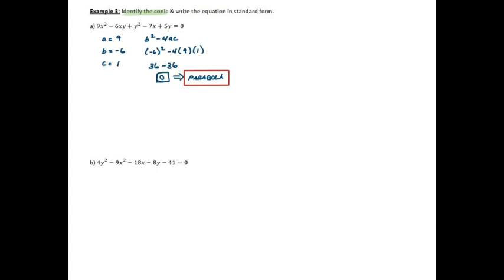So for the next one, though, we are going to go through the whole process. The first thing I'm going to do is identify A, B, and C so that I can determine what type of conic we have. So A is going to be negative 9, the coefficient of x squared. B is going to be 0 since there is no xy term, and C will be 4. If I compute the discriminant, b squared minus 4ac, it should give me a value of 144. And since that value is larger than 0, we have a hyperbola.